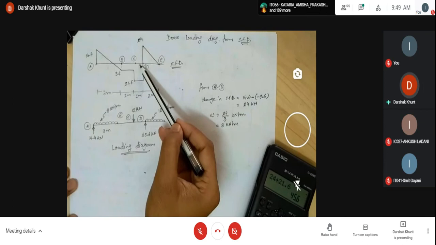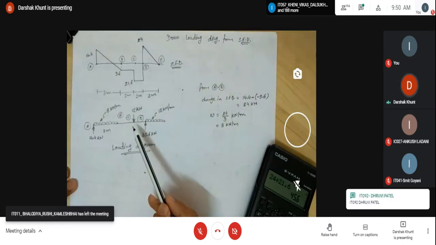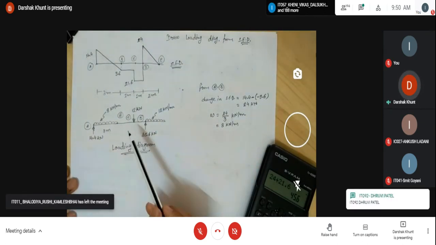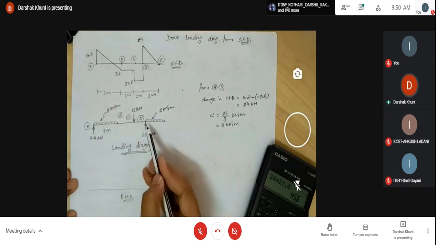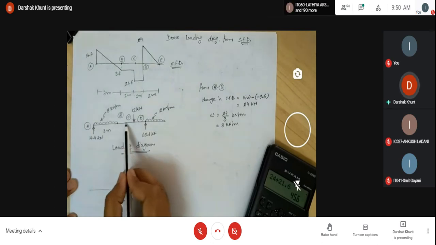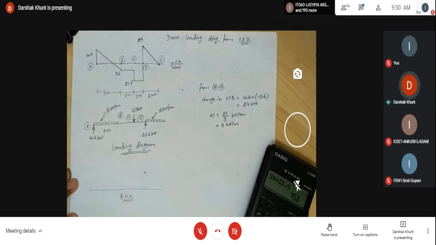So from that shear force diagram, you can get the loading diagram. Once you get the loading diagram, then after you can easily draw the bending moment diagram. Because now loading diagram is available to you. So you have to calculate the moment value at a different section and draw the bending moment diagram.